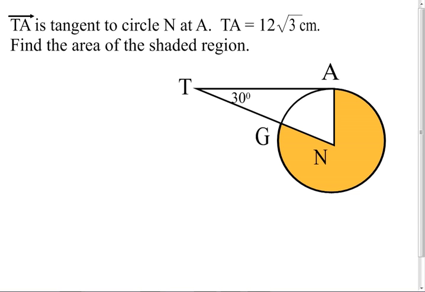When I first looked at that problem, it's kind of scary looking. So we'd like to create a plan. I like to mark on my diagram what I know. And I know that TA is 12 square root of 3. I also have a 30-degree angle here. What's this angle at A? It's a tangent. That's a radius. It's perpendicular. So what's this angle? 60.